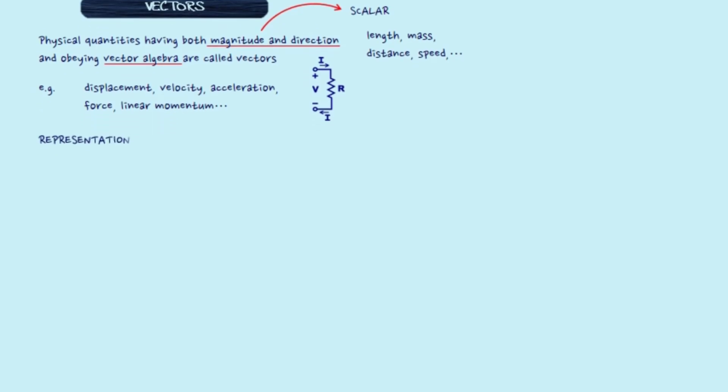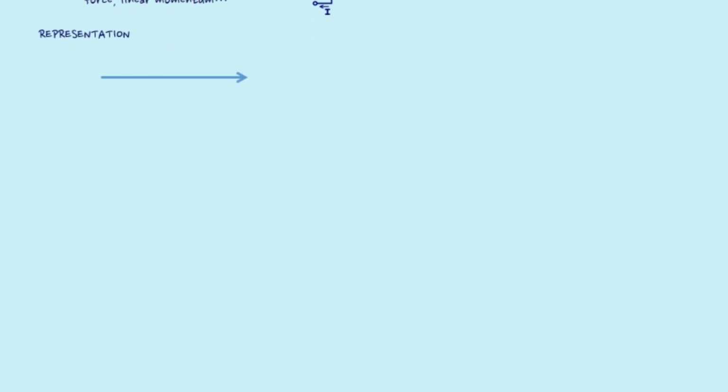How do you represent a vector? Graphically, a vector is represented with a straight line with an arrowhead. The starting point is termed as the tail and the ending point is termed as the head of the vector. The length of the straight line is called the magnitude of the vector and the arrowhead shows its direction. We need to remember that the magnitude of a vector is always a scalar quantity.